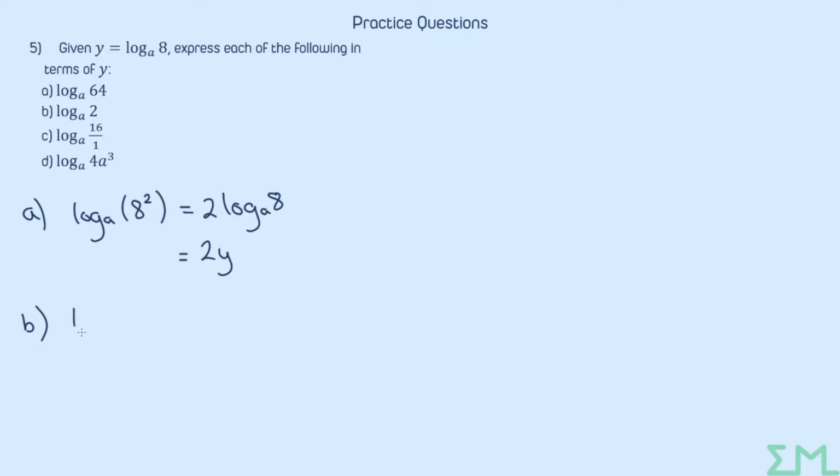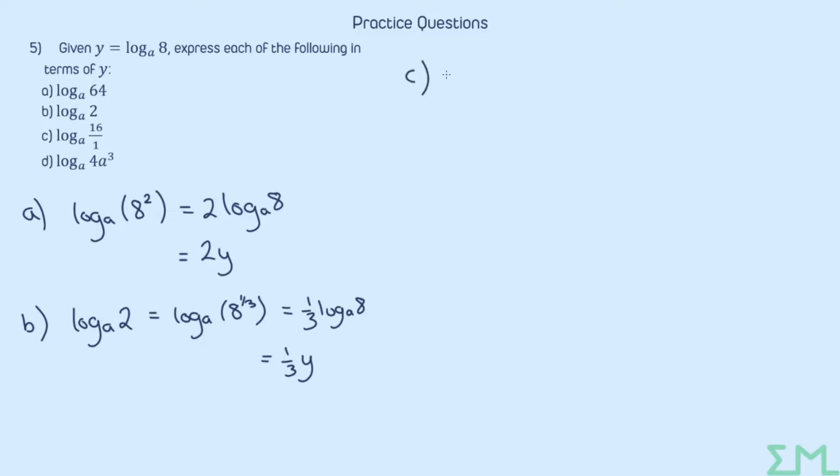Okay, part B. Log base a of 2. Okay, so we need to relate 2 to 8. They are related again, but this time by a root. So we could rewrite this as log base a of 8 to the power of 1/3, because 2 is the cube root of 8. Again, the third comes down, and we get 1/3 y. All right, part C.